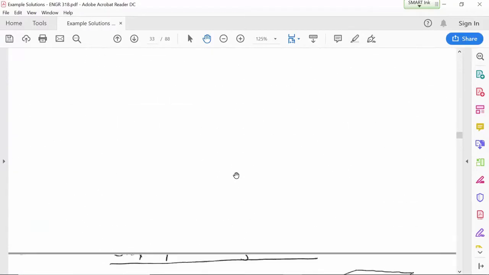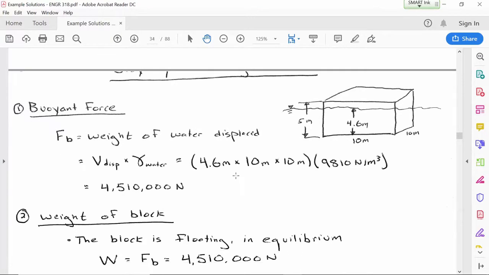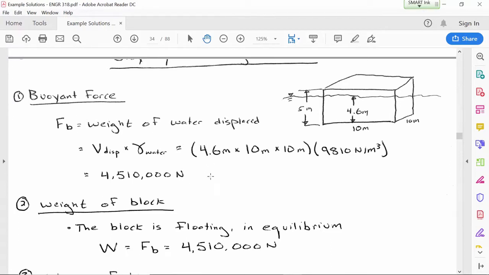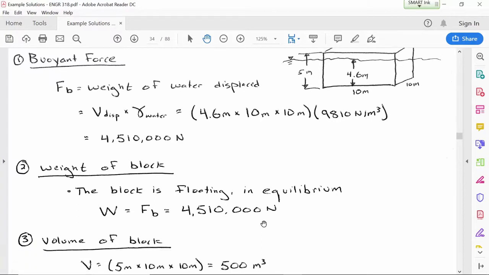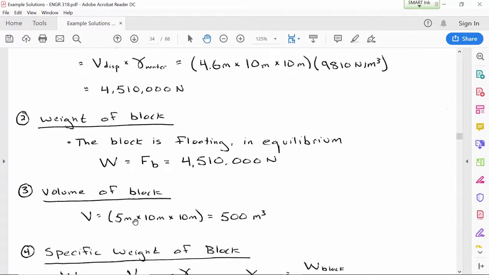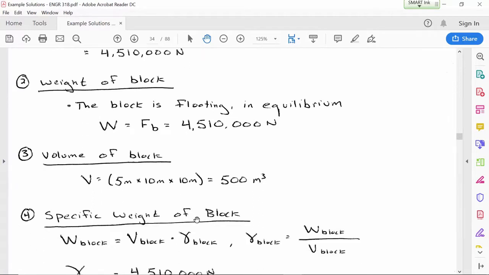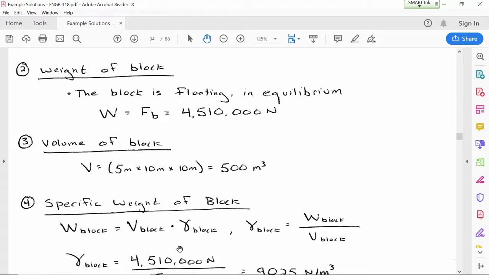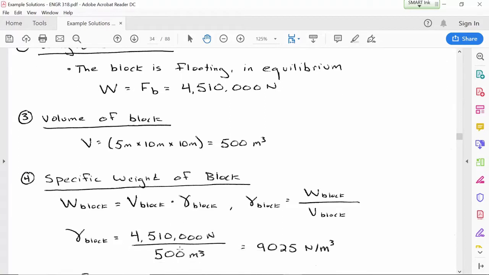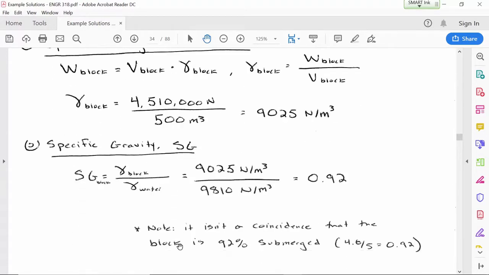Okay, so we've got this block with a buoyant force of 4.5 meganewtons. This is a really large block of plastic. It's floating in equilibrium, so the weight and the buoyant force are the same. The volume of the block is 5 by 10 by 10. Specific weight: we know that the weight is the volume times the unit weight, or specific weight, of the block, so 9025 newtons per cubic meter for the specific weight of the block, and then specific gravity is just relative to the specific gravity of water.